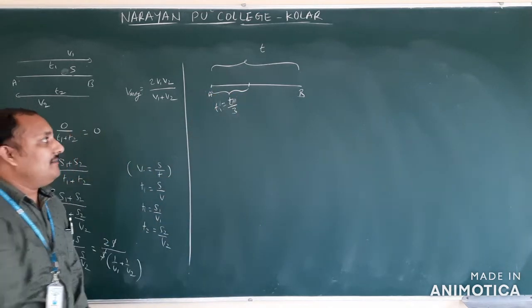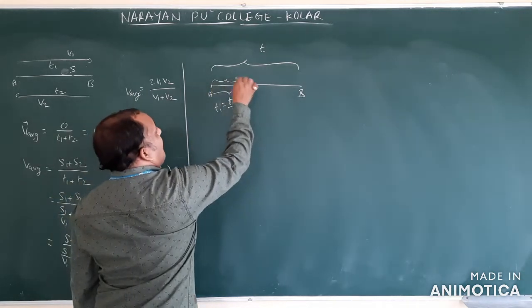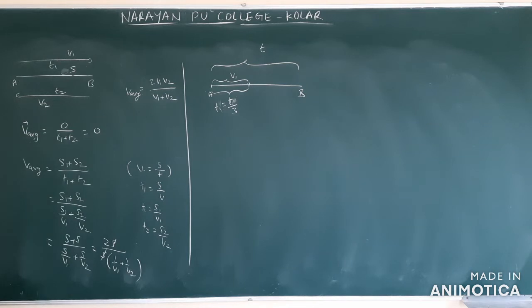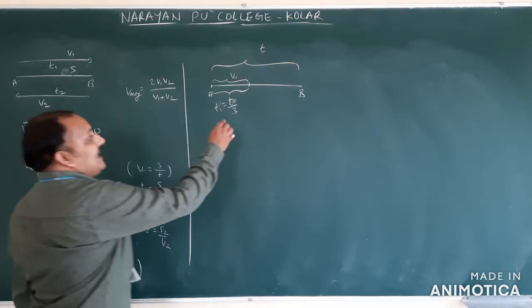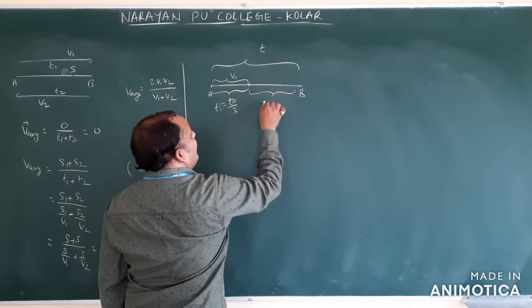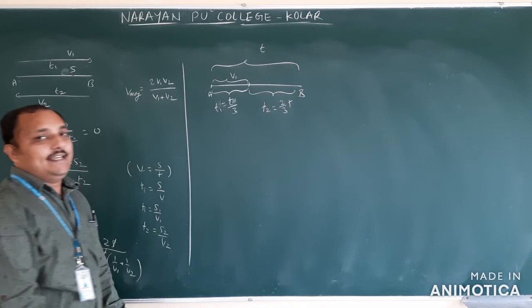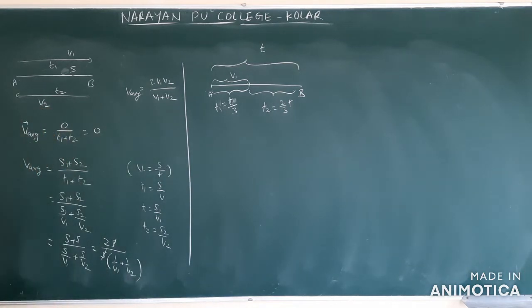First 1/3 time, what is the velocity? V1. And next 2/3 time with speed V2. Next time, from here to here, how much time? T2 is equal to 2 by 3 T. Correct only? 2/3 time with speed V2.